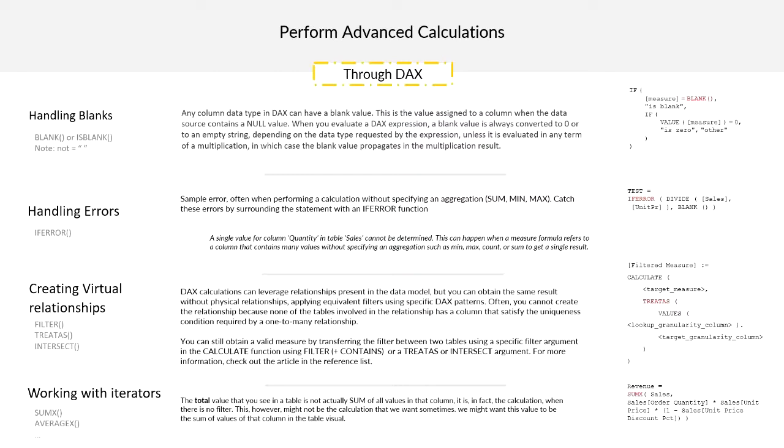Working with iterators, so SUMX, AVERAGEX, those are iterator functions, and we will see that if we use a regular SUM function, the total value is not always what we expect, and then we would require a SUMX function to have the total amount displayed correctly. Let's also look at some examples of performing advanced calculations in Power Query.